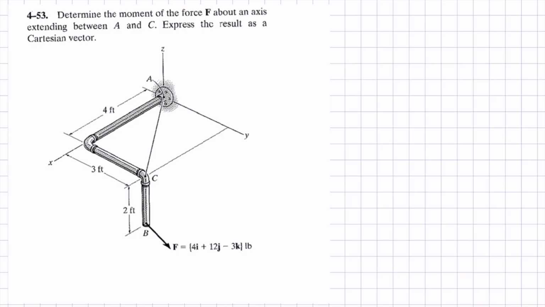Welcome. This video is going to cover exercise 453 for my engineering mechanics students, where we have to determine the moment of the force F about an axis extending between A and C and express the result as a Cartesian vector. So we have the force vector. Now we also need a unit vector to represent the axis of interest, which is the axis extending from point A to point C.